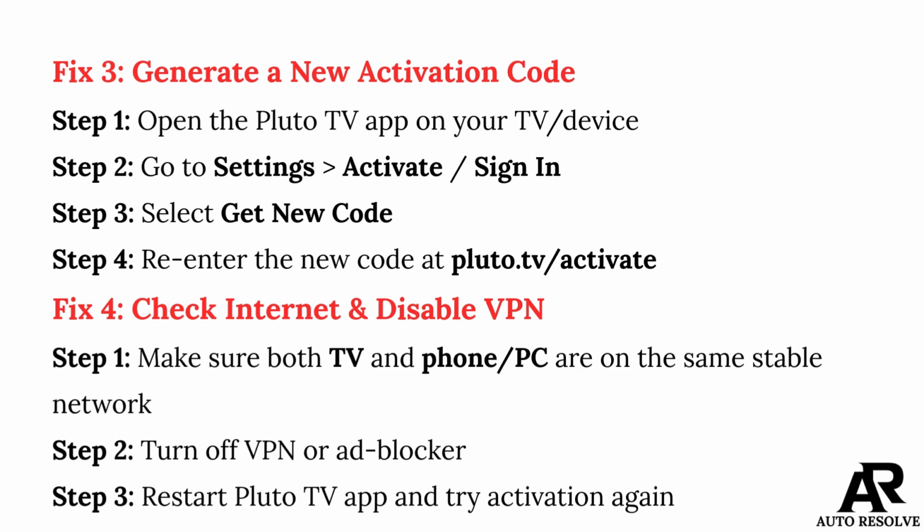Fix 4. Check Internet and disable VPN. Step 1. Make sure both TV and phone/PC are on the same stable network. Step 2. Turn off VPN or ad blocker. Step 3. Restart Pluto TV app and try activation again.